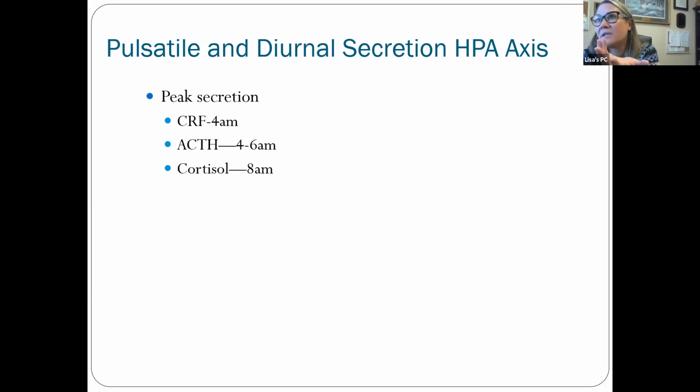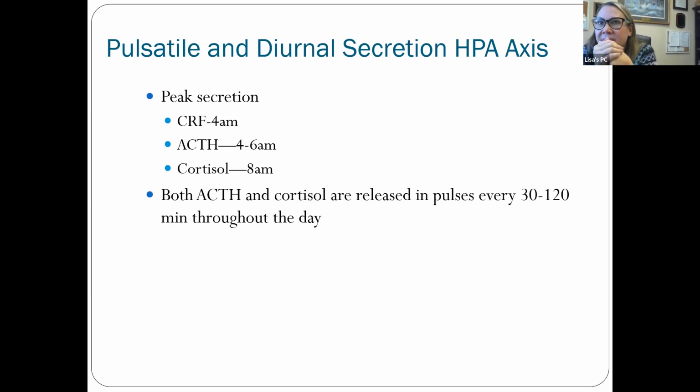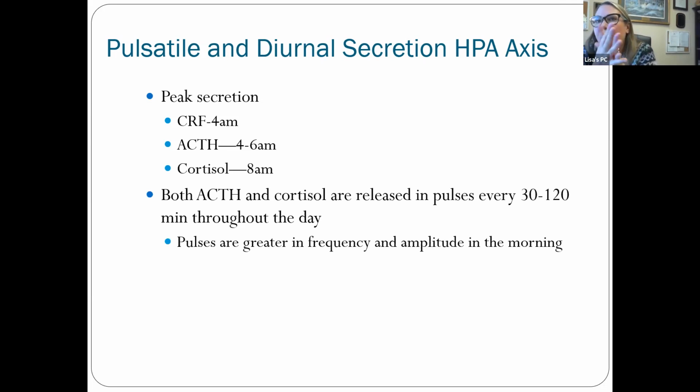And so if we're doing a cortisol level in an infant older than say 3 to 6 months, or a child or adolescent, we usually would do an 8 a.m. cortisol to try to catch a peak in secretion as opposed to a trough. You can still catch a trough; it's just that you're more likely to catch a peak at 8 a.m. than a trough. ACTH and cortisol are released in pulses every 30 minutes to 2 hours throughout the day. And like I said, the pulses are greater in frequency and amplitude in the morning, and that's why you're more likely to catch a peak.